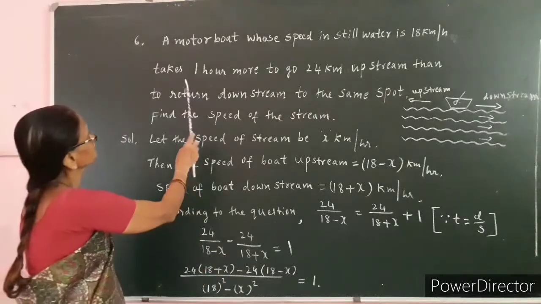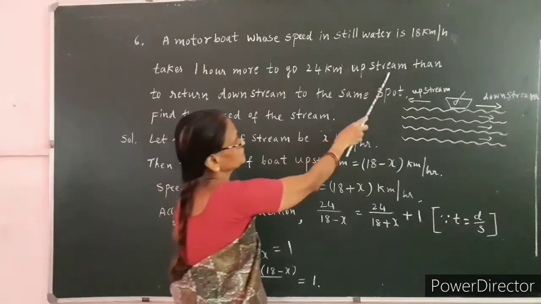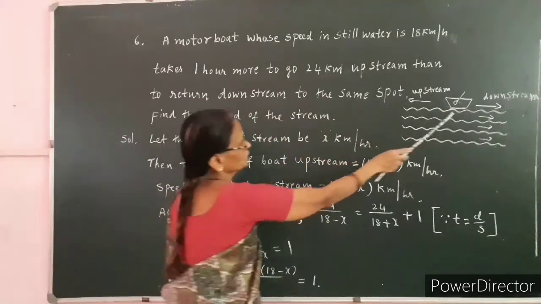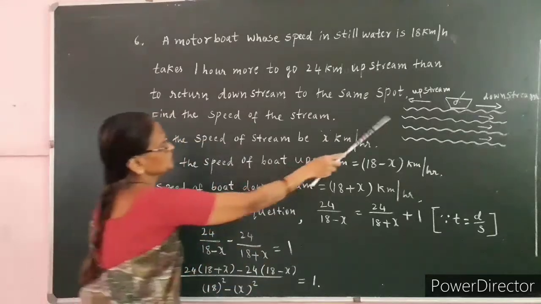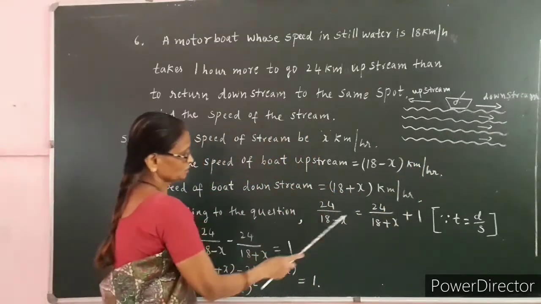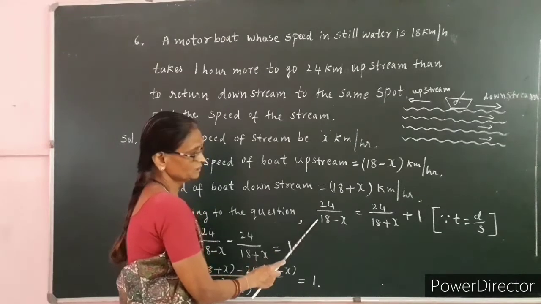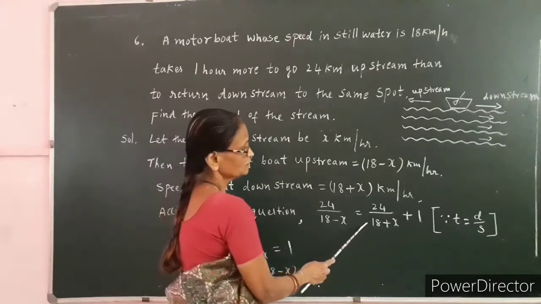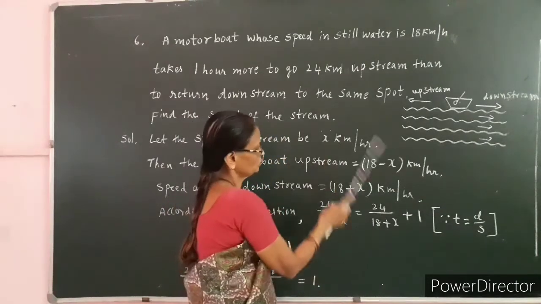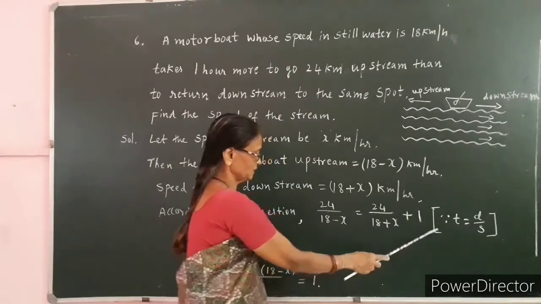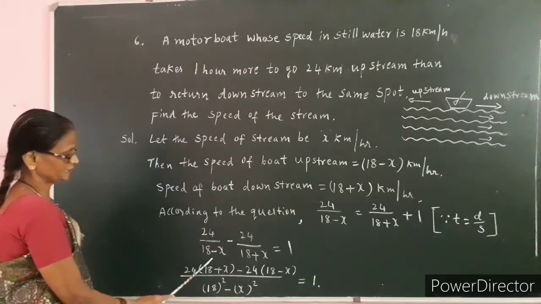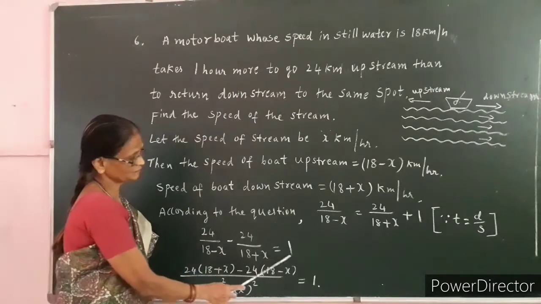According to the question, it takes 1 hour more to go 24 km upstream than to return downstream to the same spot. Here 24 km is the distance, and when you go upstream it takes 1 hour more than downstream. Time equals distance by speed, so the upstream time is 24 by (18 minus x) equals the downstream time 24 by (18 plus x), and 1 hour more for the upstream, so we add plus 1. Now transpose 24 by (18 plus x) to the LHS: 24 by (18 minus x) minus 24 by (18 plus x) equals 1 hour.